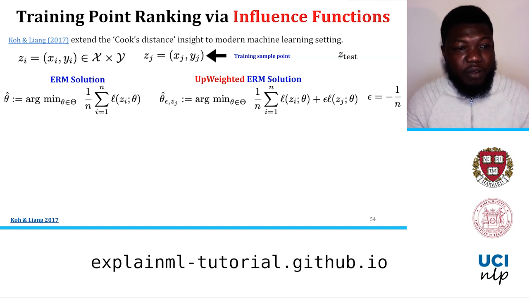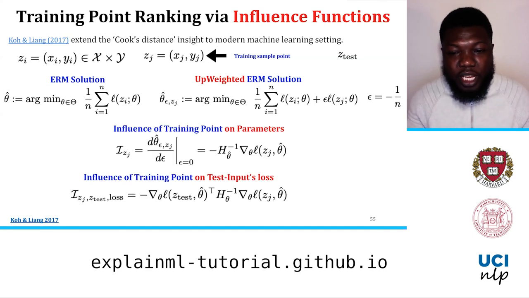So let's say you do that on the left: you have the traditional ERM solution, theta hat, with all your training points. What you can then do on the right is upweight an example Zj by epsilon, and then recompute your ERM solution, theta hat epsilon Zj. Note here that if you set epsilon to negative 1 over n, it corresponds to removing Zj and estimating an ERM solution without Zj. So the influence of Zj here will be the difference between theta hat and theta hat epsilon Zj. What Koh and Liang did in their 2017 paper is to provide analytical formulas for the influence of the training point Zj on the parameters, which is the negative Hessian inverse times the vector corresponding to the gradient of the loss with respect to the parameters.